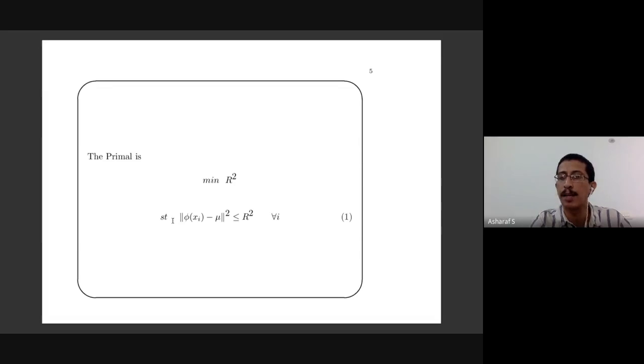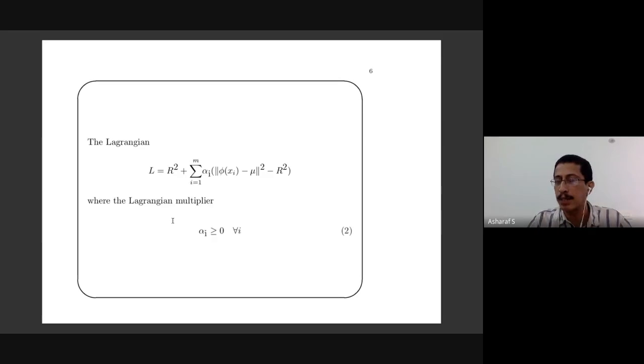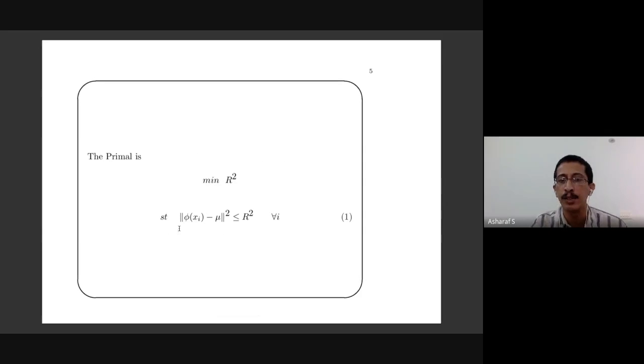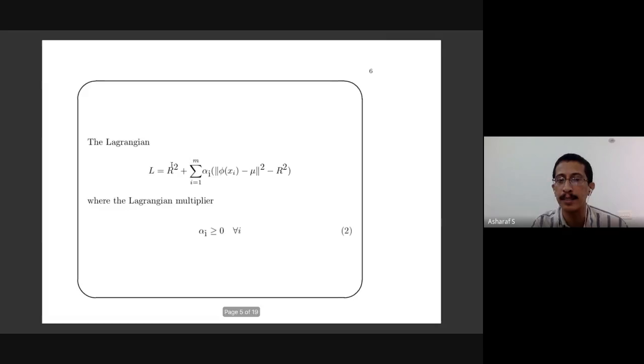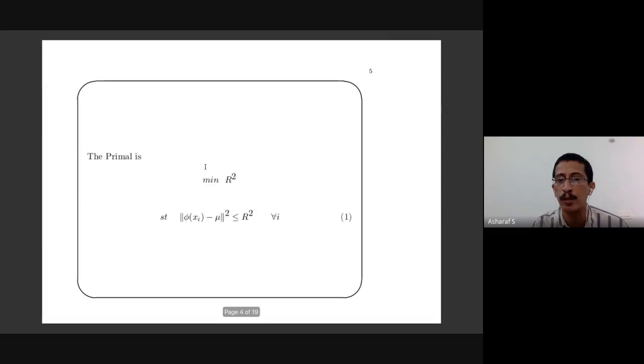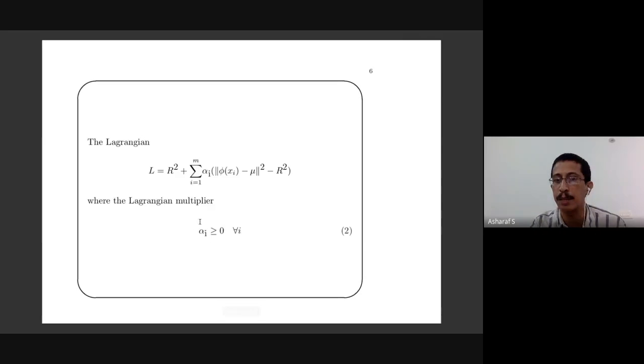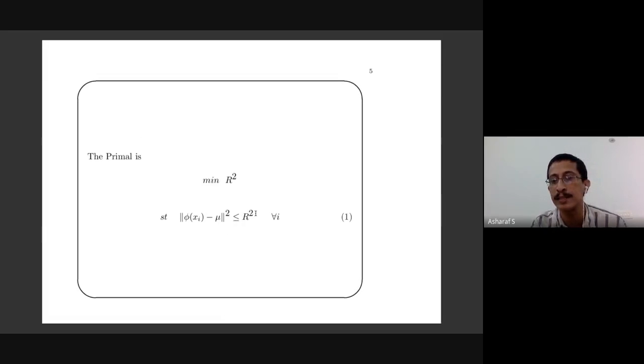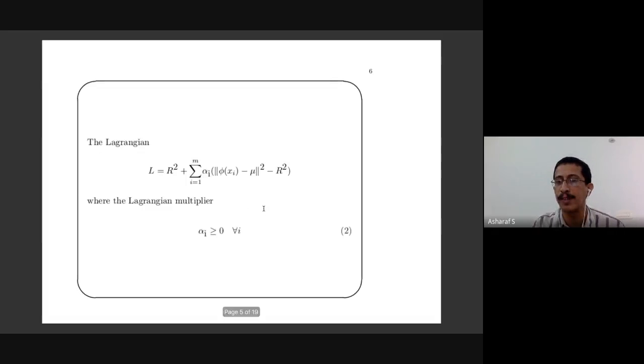How do we solve this hard margin problem? We can write the Lagrangian equivalent. We'll go for the Wolfe duality. We'll write the Lagrangian: minimum Lagrangian is r square plus sigma i equal to 1 to m alpha i, where I introduce the notion of Lagrangian multipliers alpha i, times norm of phi of xi minus mu squared minus r square, which is less than or equal to 0. That's the way of converting that constrained optimization problem into a Lagrangian form, where every Lagrangian multiplier has to be greater than or equal to 0. That's the definition of a Lagrangian.